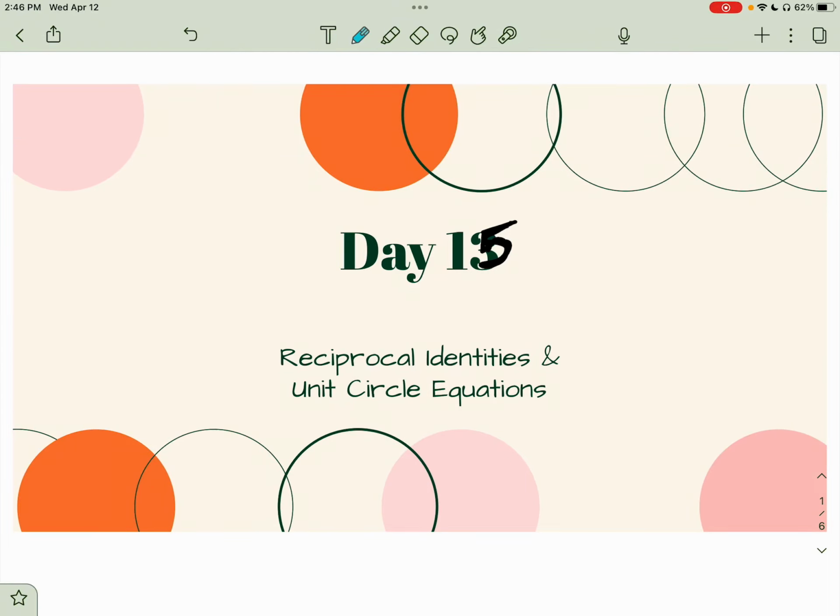Okay, we are moving on. We are still using our unit circle, but we are talking day 15 about reciprocal identities on our unit circle. The notes will be published for you to follow along with if you'd like to, and we will be continuing with this on Monday as well.